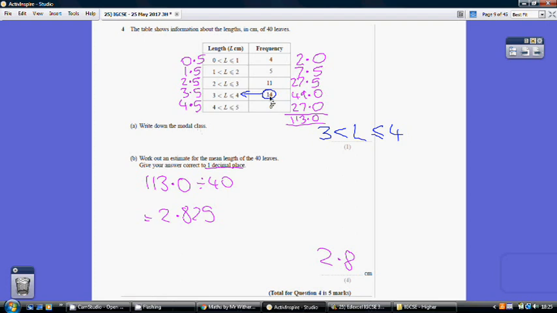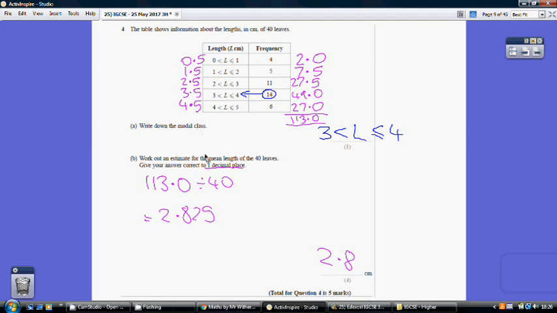So how long were these 14 leaves? They were between 3 and 4 centimeters. So your final answer is going to be copying down this bit here exactly. Okay, modal class, which number in this column is biggest, and then write down this number accordingly.